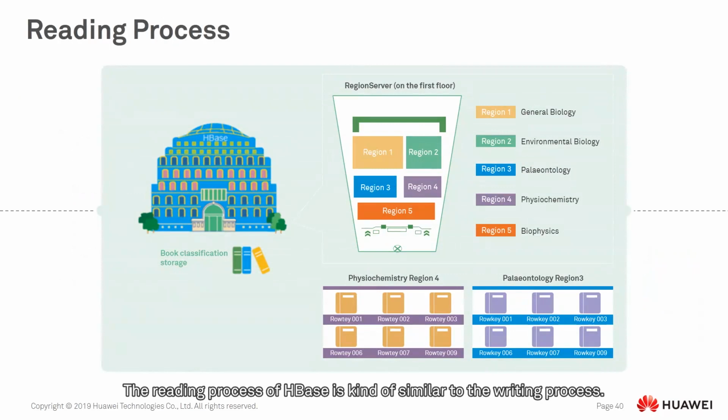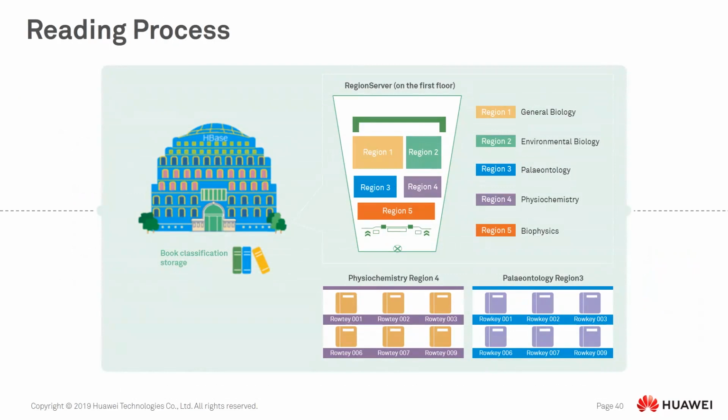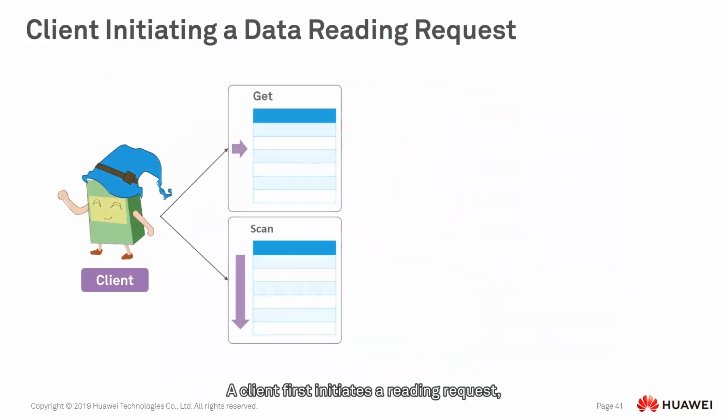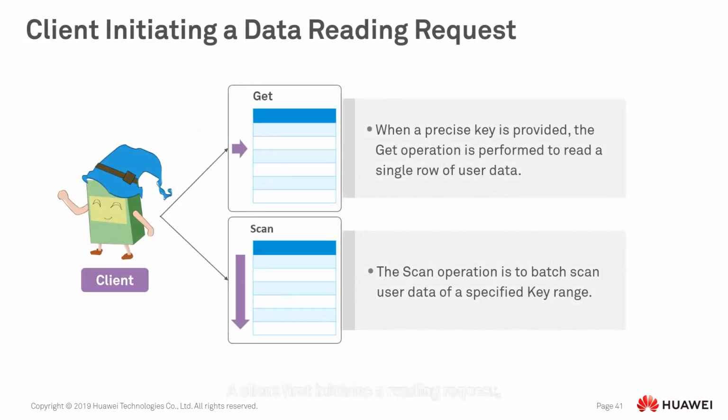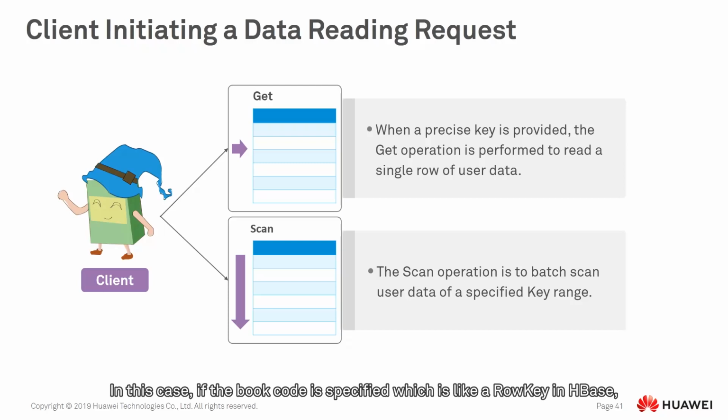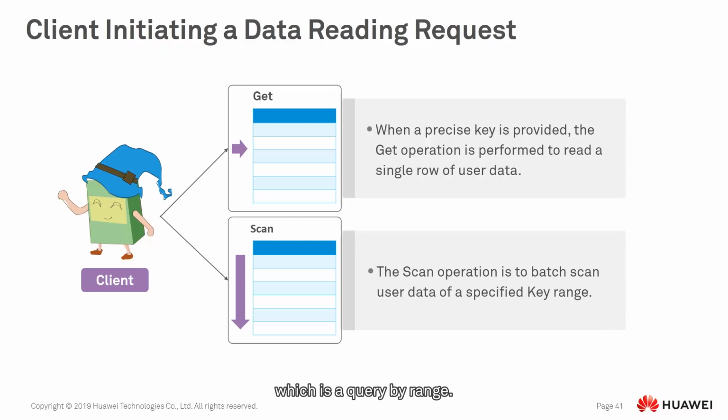The reading process of HBase is kind of similar to the writing process. A client first initiates a reading request, which is like a query of books in the library using a client. If the book code is specified, which is like a row key in HBase, this is a GET request, which is an accurate search.